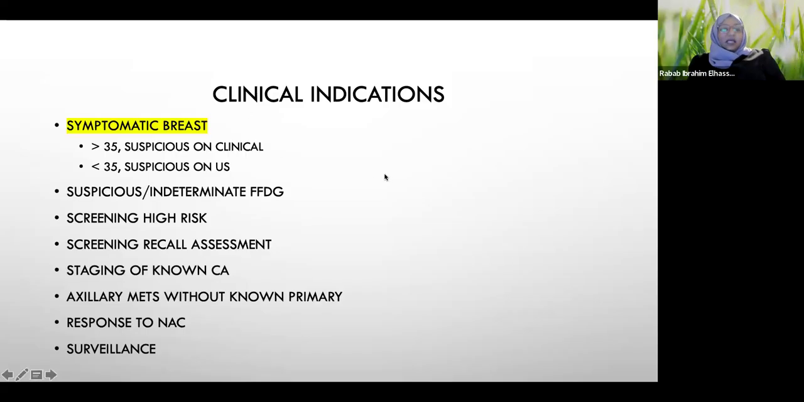So if there is a symptomatic lady who is 35 years old or 65 years of age or older and suspicious clinically, ideally she should have a contrast enhanced mammogram to facilitate detection of lesions in her expectedly dense breast.